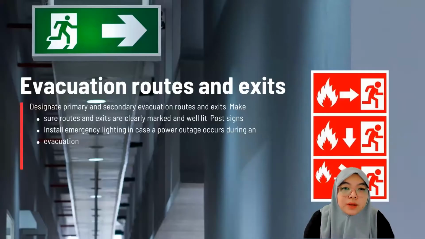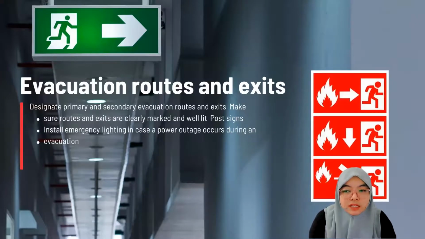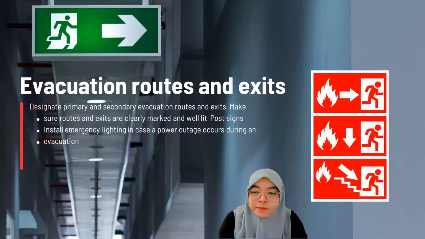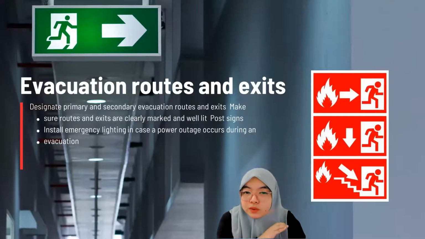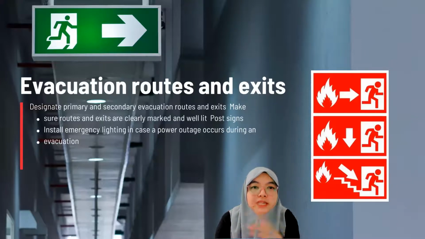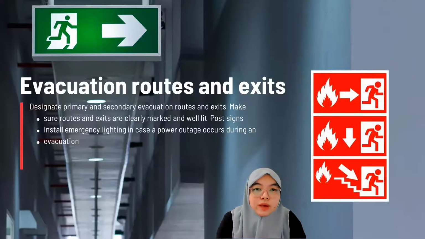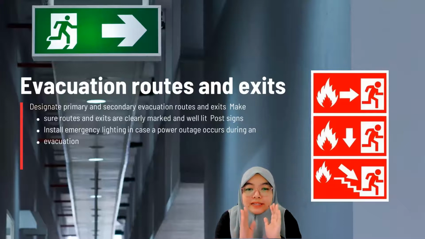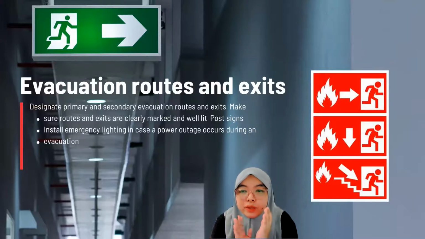Okay, so after that, evacuation routes and exits. This kind of exit sign is very important. In case of fire, you need to evacuate immediately, and go down using stairs. That's why it is important to have this kind of signs. When you look at this red or green sign, you will understand it is an exit place, an evacuation place.